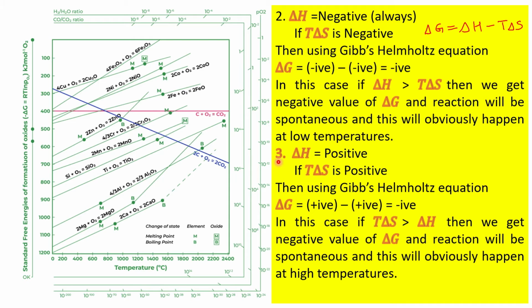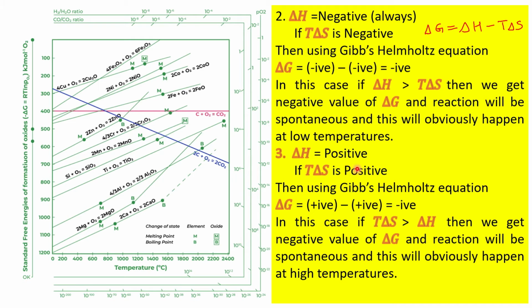Now the third condition. I am taking a different kind of condition, which is not very probable, but we can take the example, right? Say this delta H is not favorable. Generally we know delta H should be negative in order to get the spontaneity of the reaction, or in order to get the negative value of delta G. But here this is not the favorable condition. Say your delta H is positive and your T delta S is also positive, right?